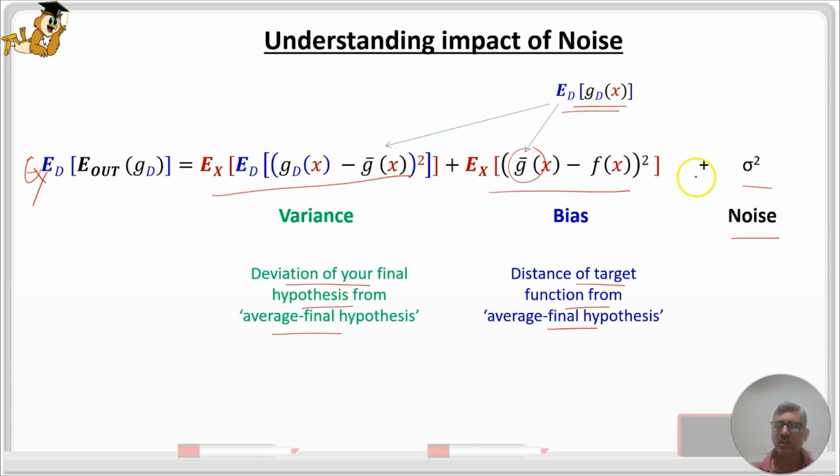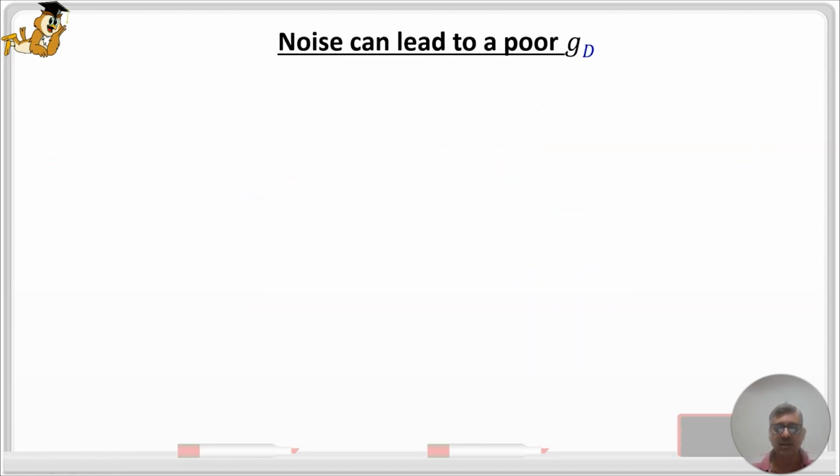Noise actually has a fairly bad impact. It's directly adding to your Eout. That's one thing. But noise also influences the specific GD if your data set was noisy, which we are now assuming is the case. So noise actually impacts GD of x in specific scenarios, and that is the reason why it is so bad. Okay, and I'm going to give you an example of this. Why can noise lead to poor GD? What's exactly happening here?